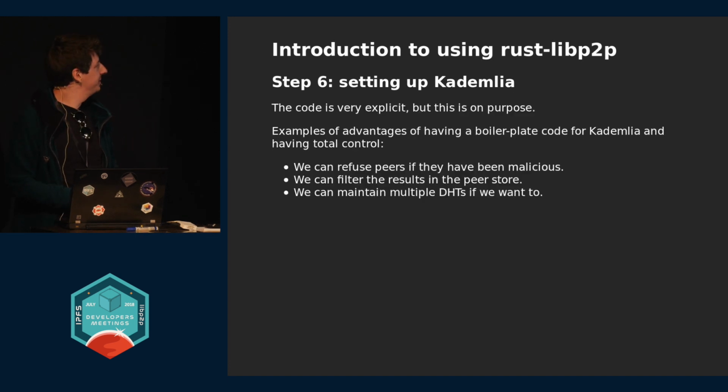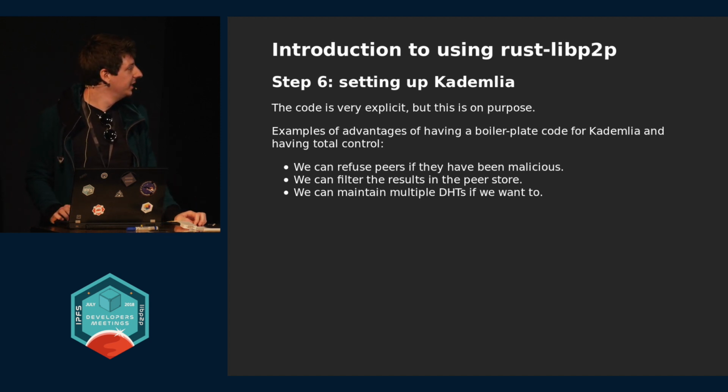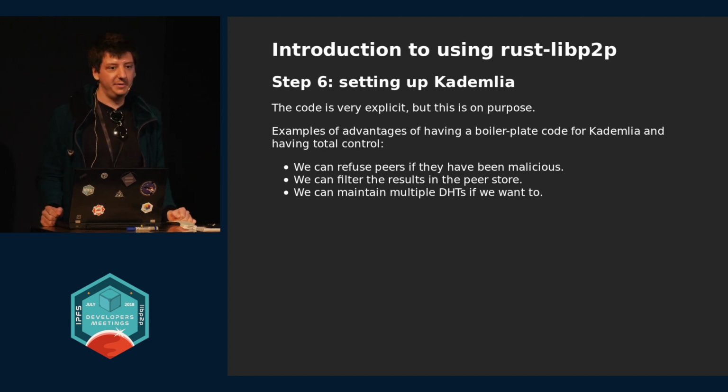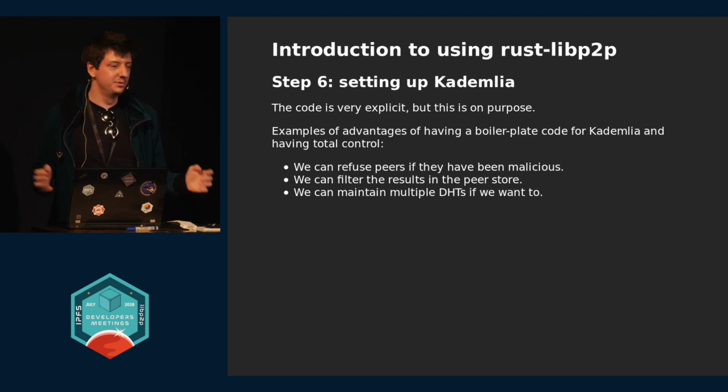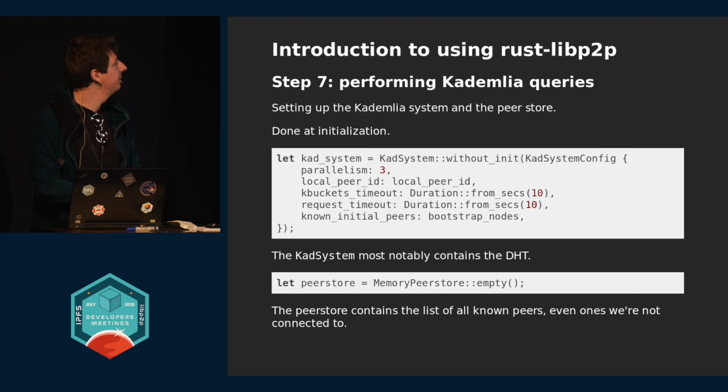And again, this is on purpose. I'm repeating it myself, but this is all on purpose. The fact that you have total control so that you don't have any overhead and you can do whatever you want. You can have, for example, multiple DHTs very easily just by tweaking the code without having to modify Rust Libp2p. You can refuse peers if they are malicious. That's something that we are going to do in Polkadot. If a peer happens to do something weird, then we just cut it totally. And if it tries to dial again, we just refuse it. And this is something we can do thanks to the fact that you have total control.